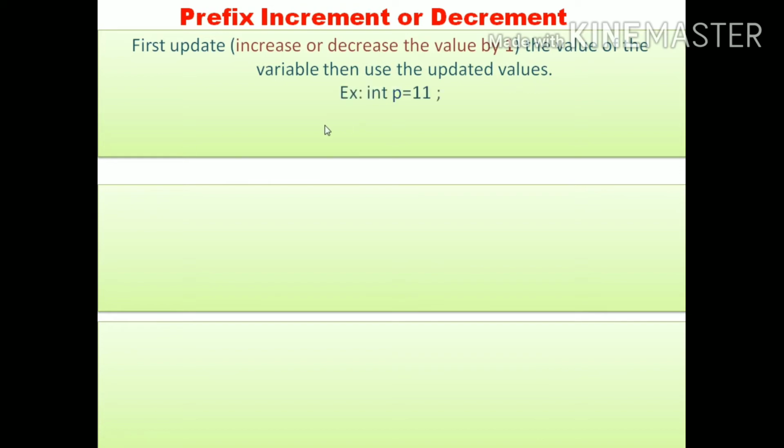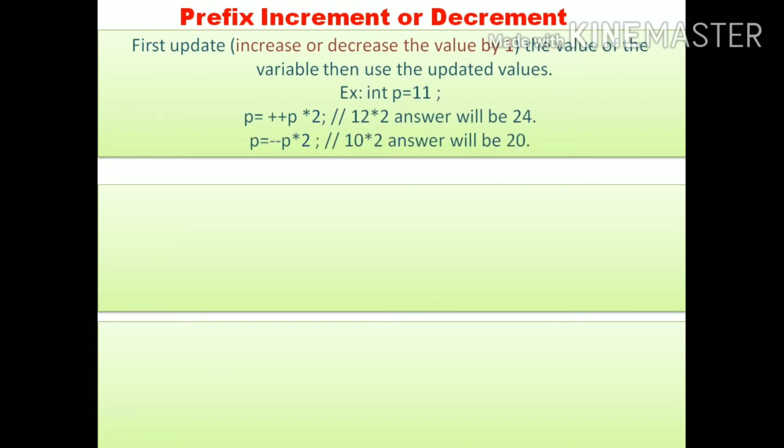Example: int p = 11. So p = ++p * 2. That means p = 12 * 2. Here p is 11, but ++p means first update the value. That means the p value has to increase by 1, then be multiplied by 2, and you will get 12 * 2, 24. Another example: p = --p * 2. So here p is 11, so --p means 10. 10 * 2, the answer will be 20.